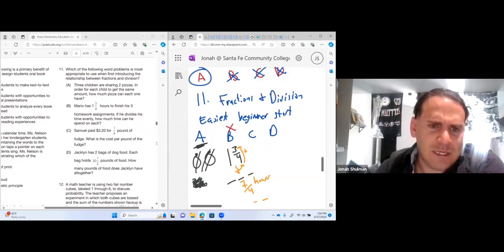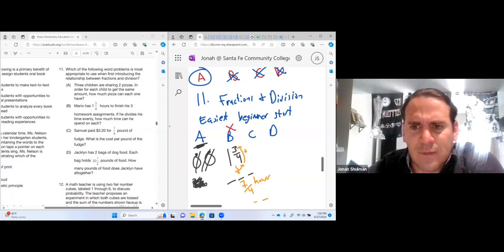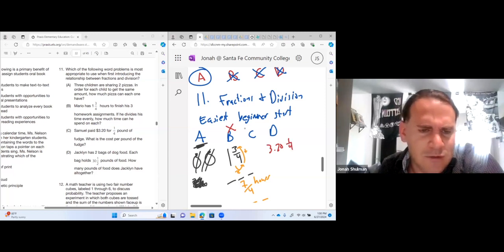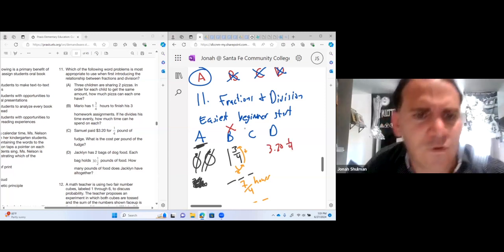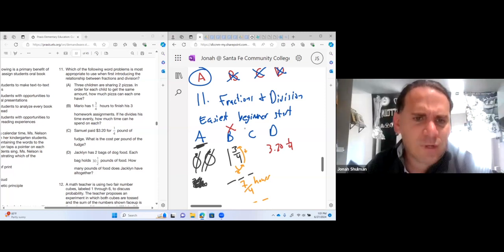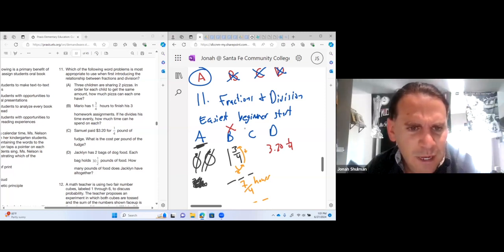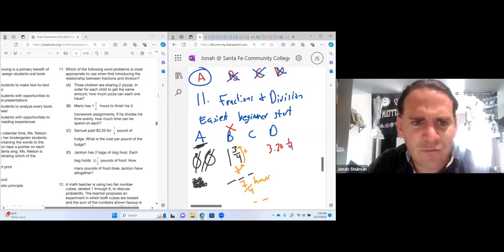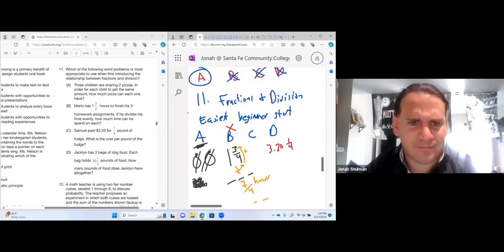All right, so Samuel paid $3.20 for 1/4 pound of fudge. What is the cost per pound of the fudge? So we got $3.20 for a 1/4 pound of fudge. What is the cost per pound? All right, this one, they want division, but this is multiplication.